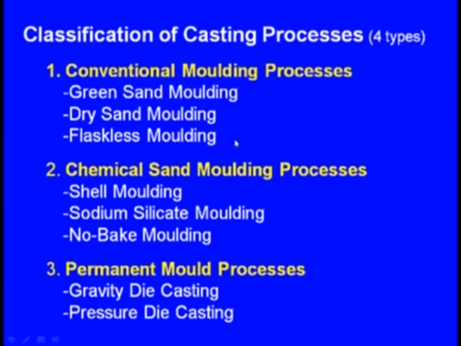And the second broad classification is the chemical sand molding process. Under this, we have the shell molding, the sodium silicate molding, and the no-bake molding. And in the third category, the permanent molding process, we have the gravity die casting and also the pressure die casting.